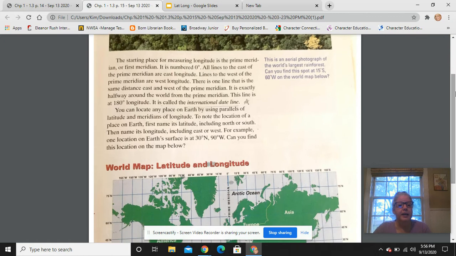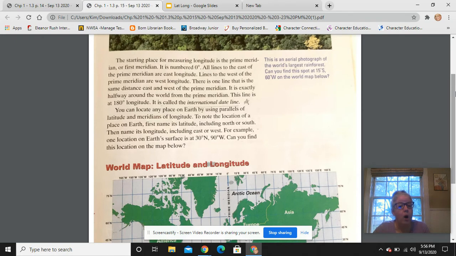The starting place for measuring longitude is the prime meridian or the first meridian. It is numbered 0 degrees. All lines to the east of the prime meridian are east longitude. Lines to the west of the prime meridian are west longitude.